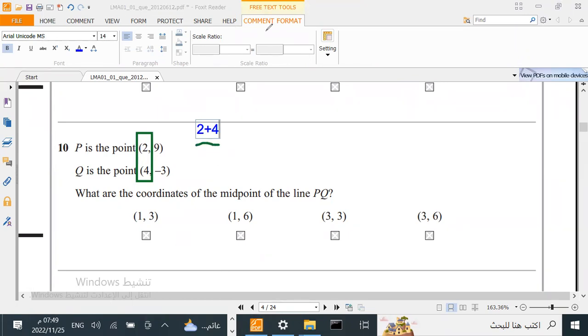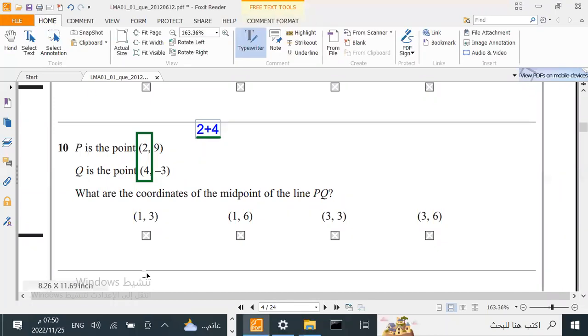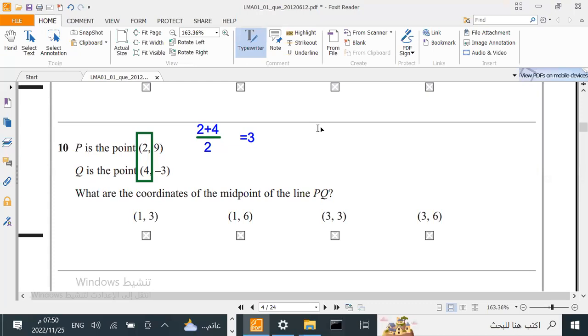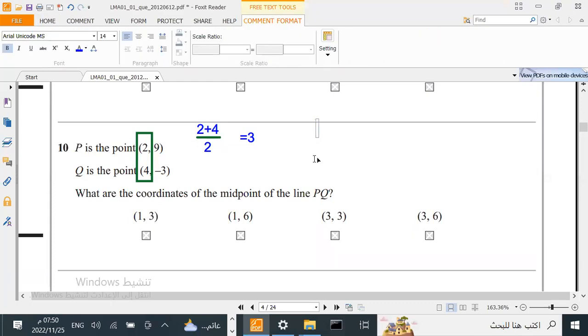Equals, I divide 6 by 2. 6 divided by 2 equals 3. Divide by 2 equals what, Hannah? 6 divided by 2 equals 3. So the first one is what? 3. Okay. The second one. So I think the answer is 3 and 3. Good.